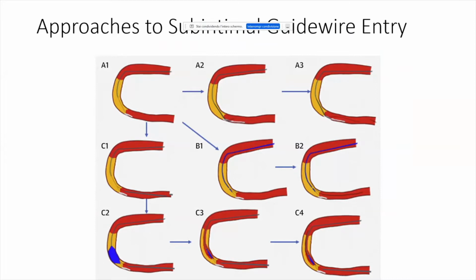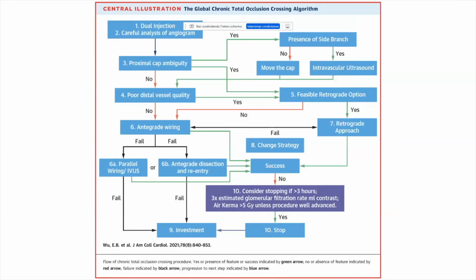So if we have a subintimal tract of the wire, like in panel A, we can perform an ADR technique with a device dedicated for ADR, such as the Stingray device, and we can puncture the subintima just beyond the distal cap and perform an ADR recanalization. But we can also perform a parallel wire technique, with or without the use of a dual lumen microcatheter, in order to perform the recanalization. Or if it is not possible, we can go retrograde and perform a reverse CART, in this case, like in figure C.